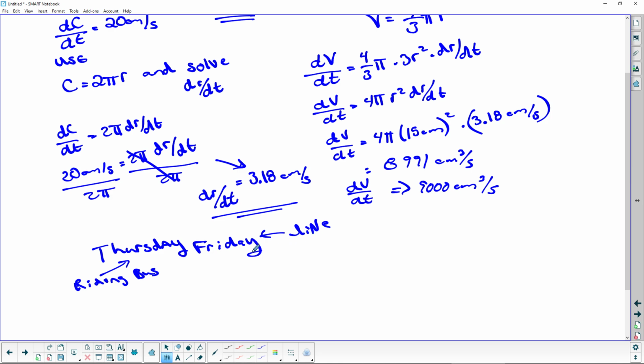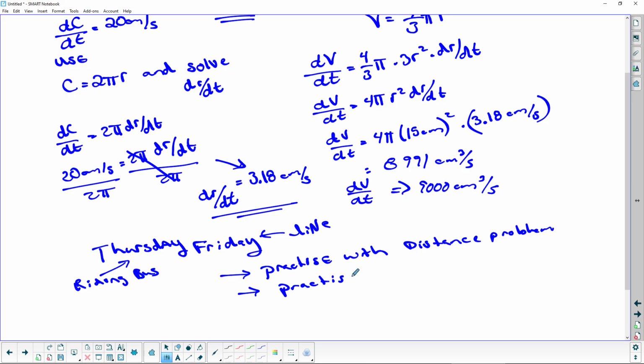If there are questions, we're going to work on two sets of practice. One is with distance problems, and I'll show you what they look like. I already posted them. And then I will put in practice with spheres. I have not put those up, but I'll put those up before I go anywhere tomorrow.